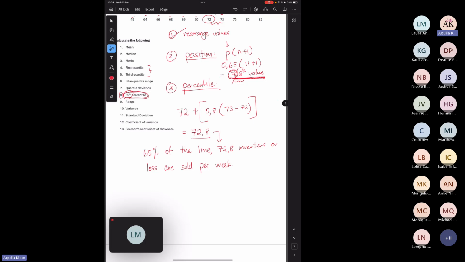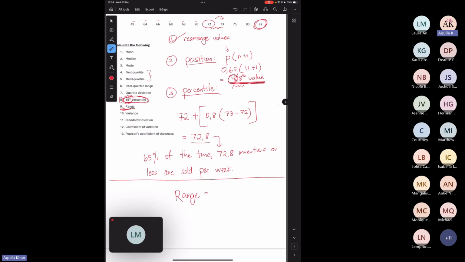Then the next one is your range. So number 9 now is your range. This is a really easy and straightforward calculation. I'm doing it at the bottom here. The range is always calculated as the highest or the largest number in your data set minus the smallest number. So your largest number is the last number, 82, minus the smallest number, which is the first number, 49, and that is 33. It's also just a measure of how spread out your data values are. So that's number 9, your range.